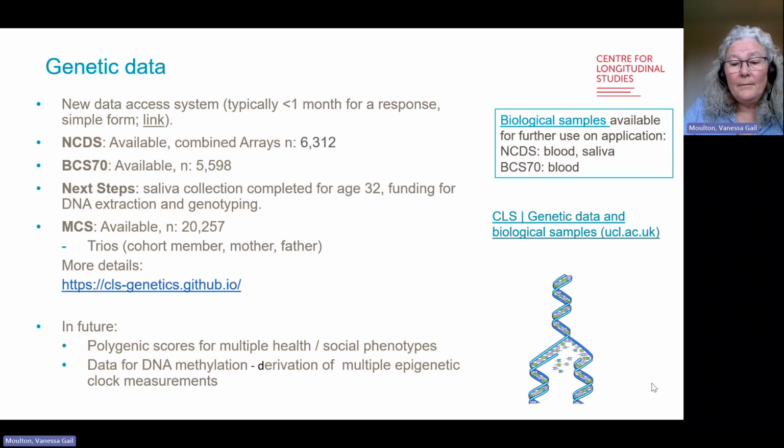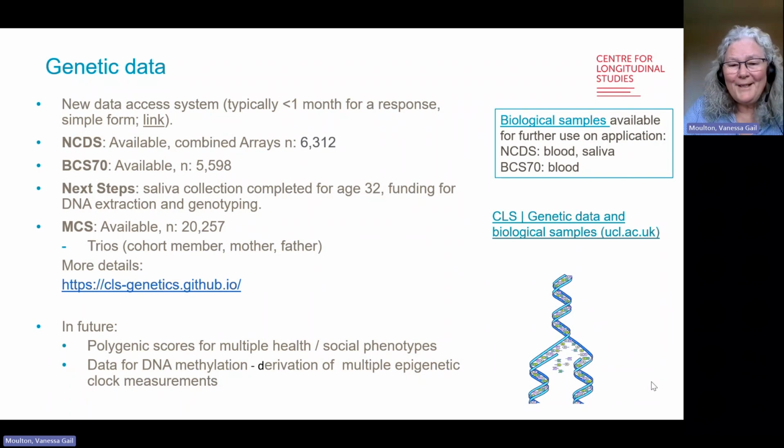geneticsgithub.io. Data access, the data access system is fairly quick, so less than a month for an initial response, and the form is fairly simple, and further instructions can be found at the CLS link there.